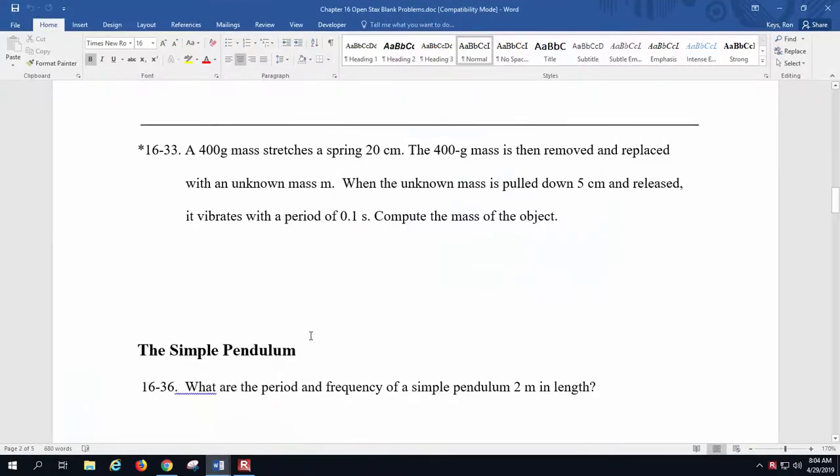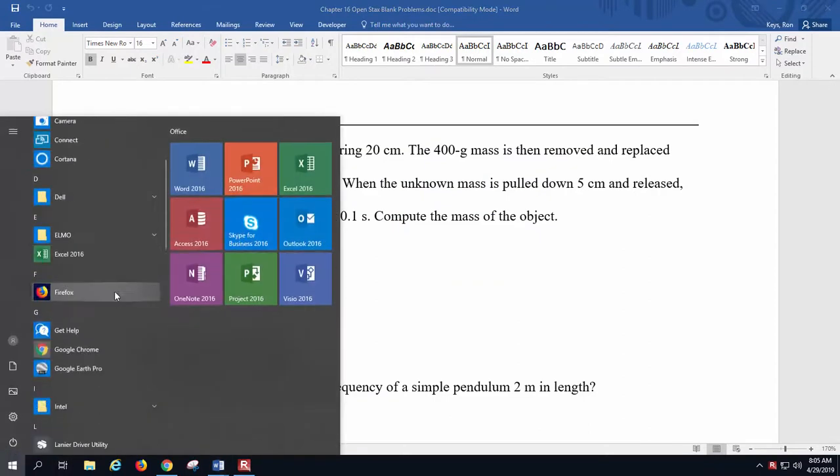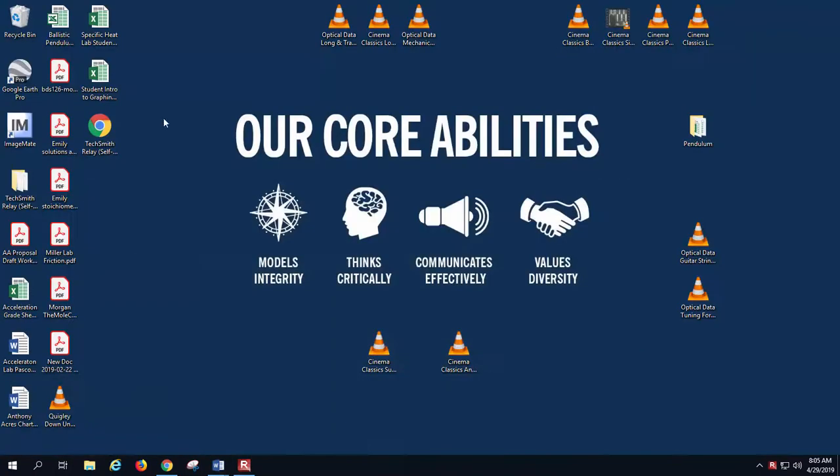Okay, we're going to do this homework problem first. So I'm going to switch to the camera here. I should have this open.